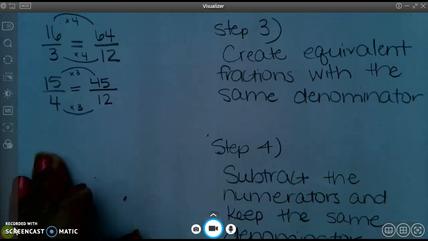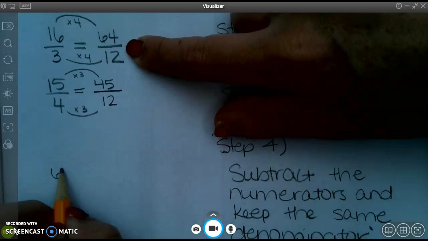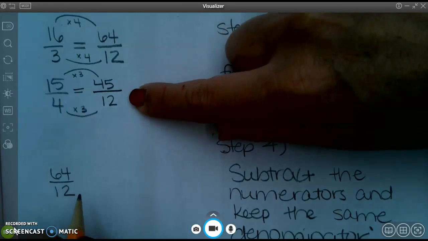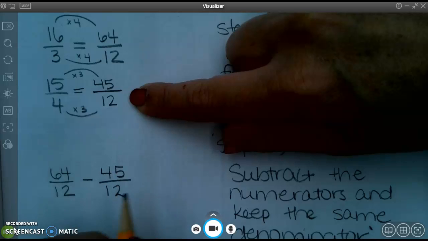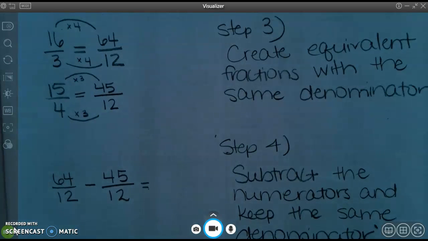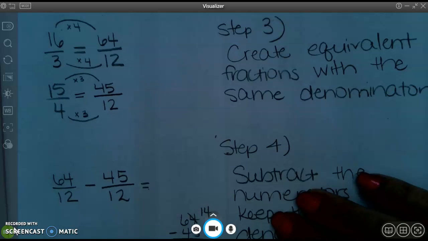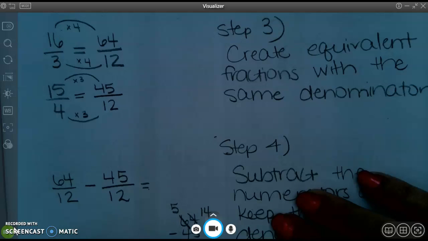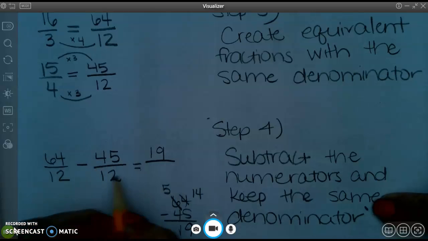So step 4 says to subtract the numerators and keep the denominators. So I'm going to take these new equivalent fractions that do have the same denominator, and now I can subtract. 64 minus 45, let's see, 64 minus 45, I have to borrow, so that's 14 minus 5, which is 9. And since I had to borrow, this is a 5. 5 minus 4 is 1. So this is 19. Okay. And it says to keep the same denominator, so that's 12ths.